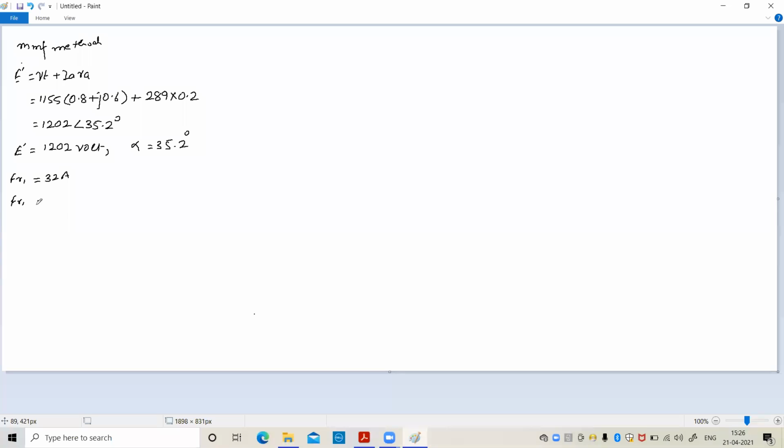So FR1 in the polar form is 32 into (cos(90 plus alpha) plus j sin(90 plus alpha)). I'm going to calculate at 0.8 power factor lag. So the values are minus 18.35 plus j 26.2 ampere. So this is the value of FR1.